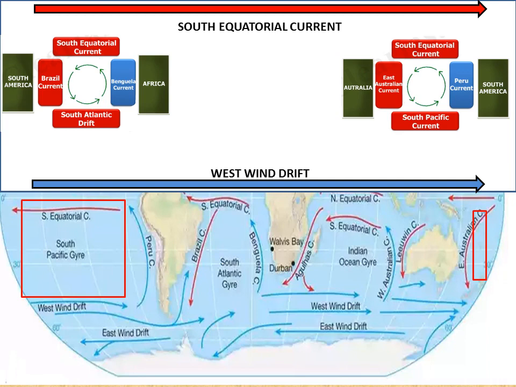So, as you can see over here, all the major currents follow our rule, that is, on the western margin you have the cold currents, whereas on the eastern margin you will have the warm currents.